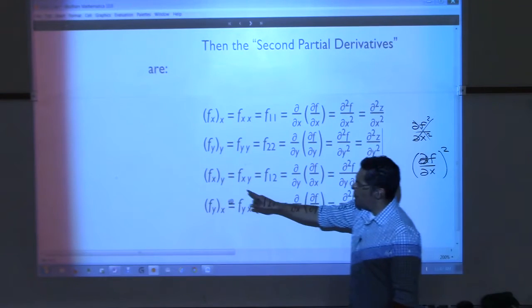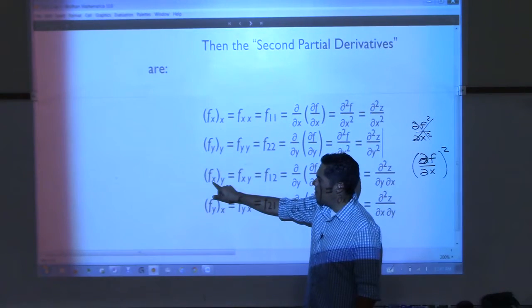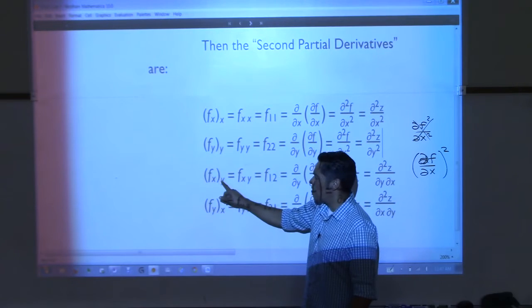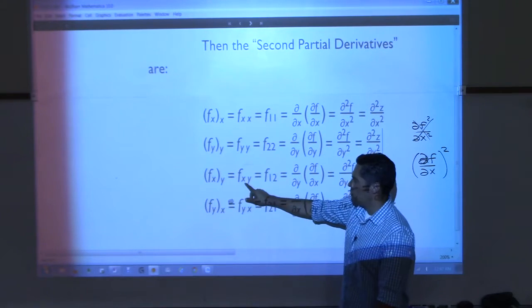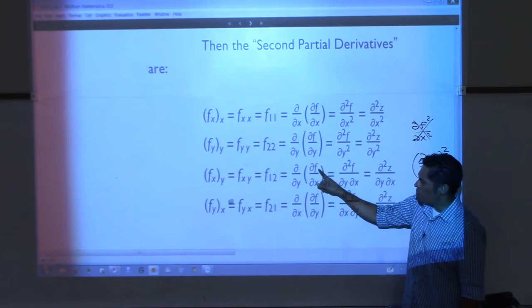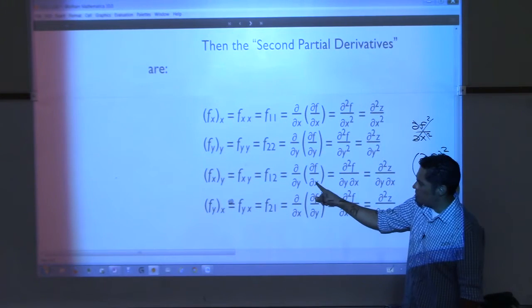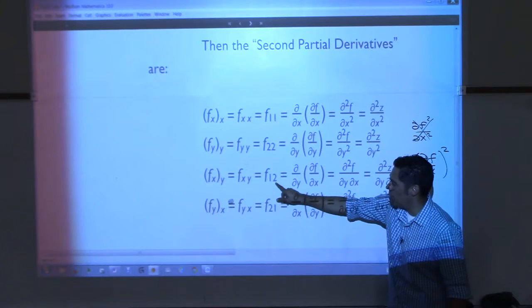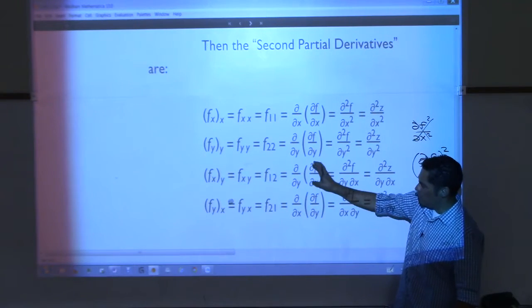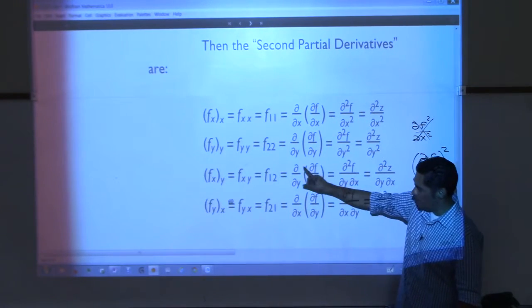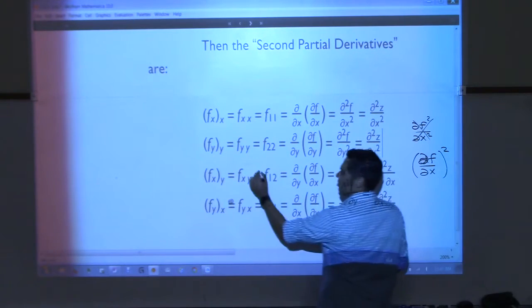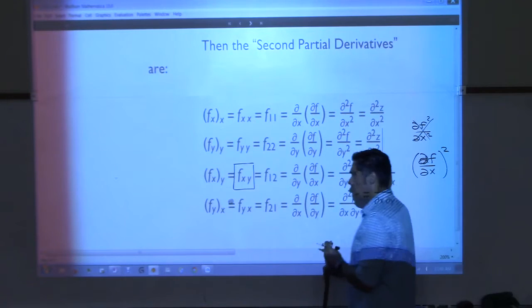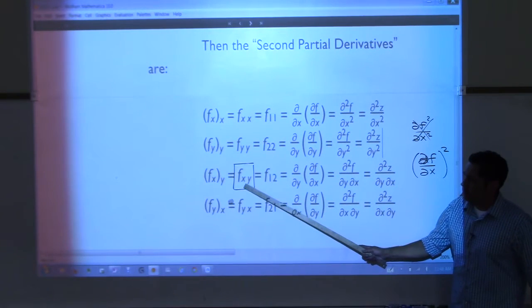If you want to take the partial with respect to x, and then after that the partial with respect to y, this is the notation. So we're taking the partial with respect to x first, and then with respect to y. Here it is shown in parentheses: take the partial with respect to x, after that the partial with respect to y. The way you read this, the one you'll see me use all the time, is from left to right. So you're going partial with respect to x first, then y.